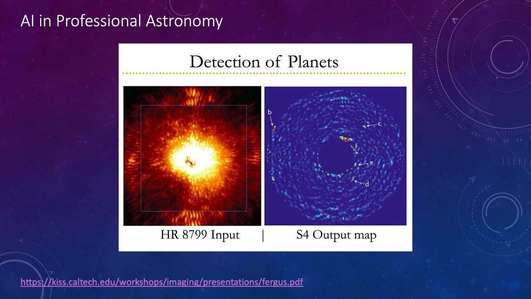And I thought this was a great example too. So the image on the left is the input to the neural network. And can you spot the planets? I can't, but their neural network can. They've figured out how to take this and identify the planets using a neural network. It's pretty cool.